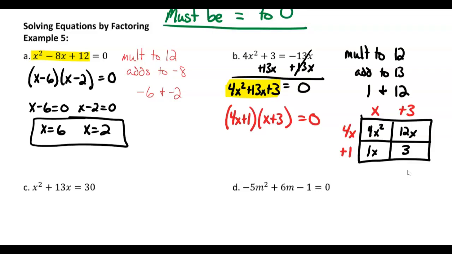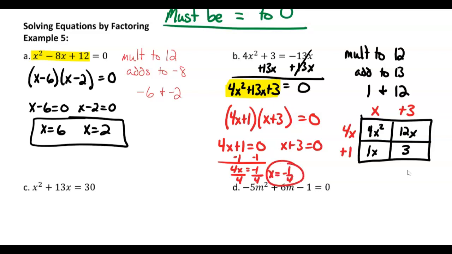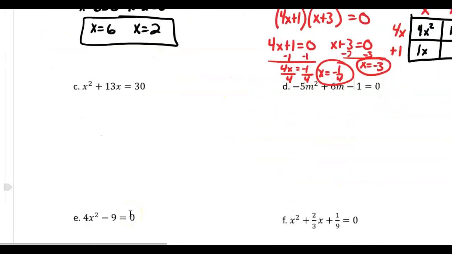Okay, so you found your factors. Once you found your factors, you just set them equal to 0 and solve. So on this first one, we subtract 1 from both sides, and then we divide by 4. So I get -1/4. That's one answer. And then on this one, I subtract 3 from both sides, and I get -3. That's your other answer. Okay, let's try some more.